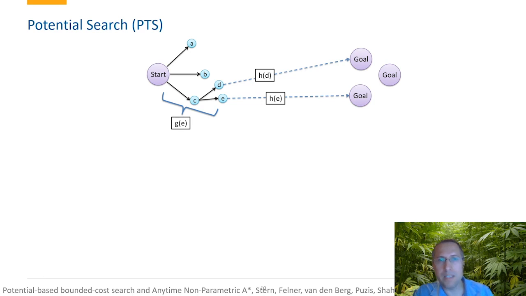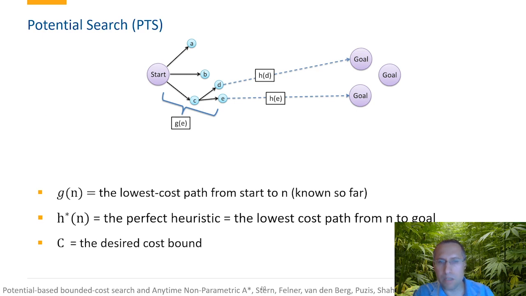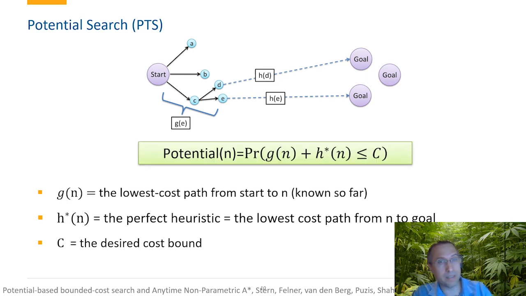To define this slightly more formally, recall that G of n is the lowest cost path from the start to n. H star of n is the way we define the perfect heuristic, which is the lowest cost path from n to the goal, and C is our desired cost bound. So now, with these notations, we can define the potential of a node as follows. It is the probability that G plus H star is less than or equal to C.